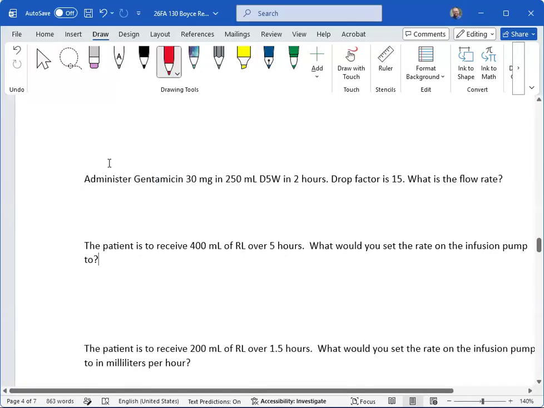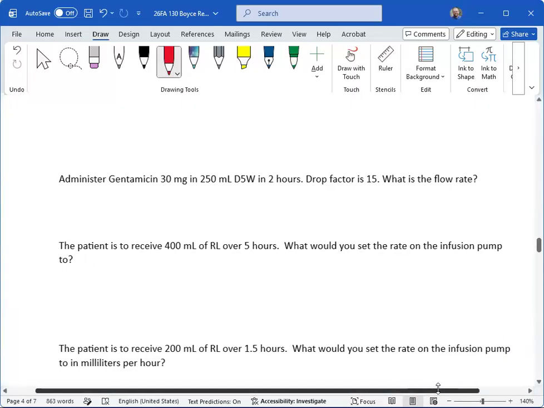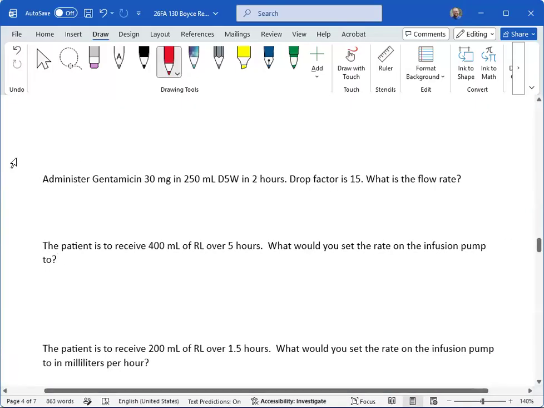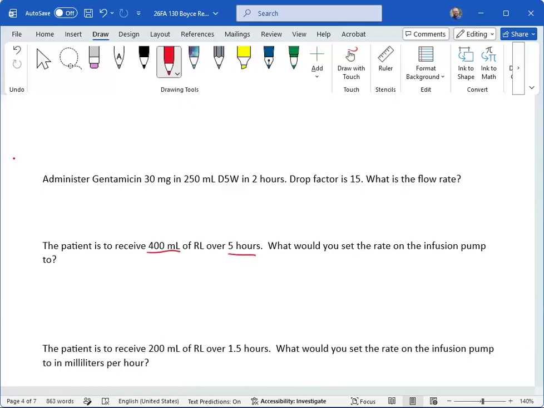The reason I'm starting with this one is because a lot of times I like to show you what the progression of the infusion rate type questions are. So you're going to see a question similar to this, where your patient is ordered to receive 400 milliliters of a substance, in this instance Ringer's lactate, over a period of 5 hours. And the question is, what are you going to set the rate on the infusion pump to?